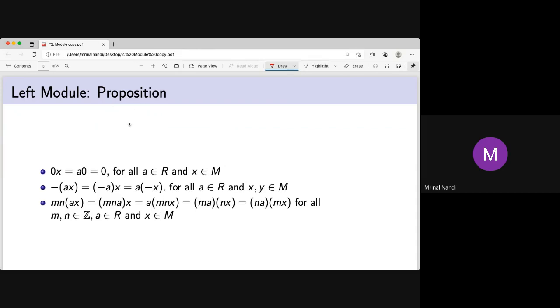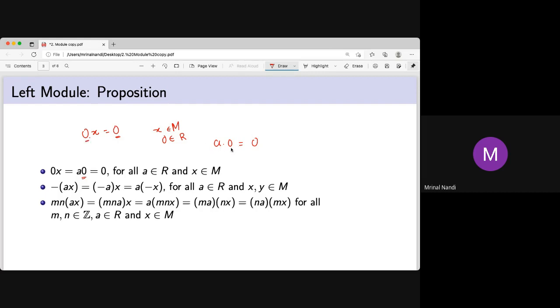Now for a left module, there is a very simple result, something like in a vector space and in a ring also: 0 into x equals a into 0 equals 0, for all a belongs to R and x belongs to M. Remember, in 0 into x, it's a left module, so this x is from M and this 0 is actually in R. Now when we write a into 0, this 0 is in M.